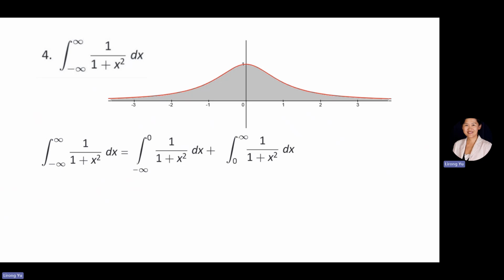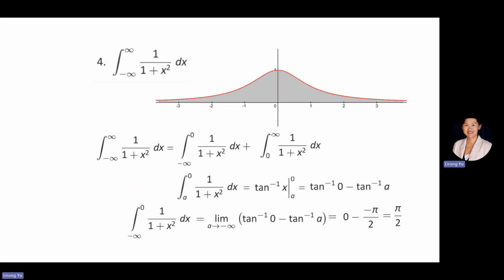Let's see the first one, the integration of this function from negative infinity to 0. Again, we switch out the lower limit for a number a. So we integrate from a to 0 of 1 over 1 plus x squared. The antiderivative of 1 over 1 plus x squared is tangent inverse.